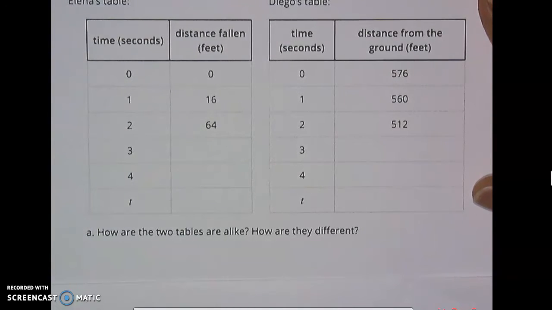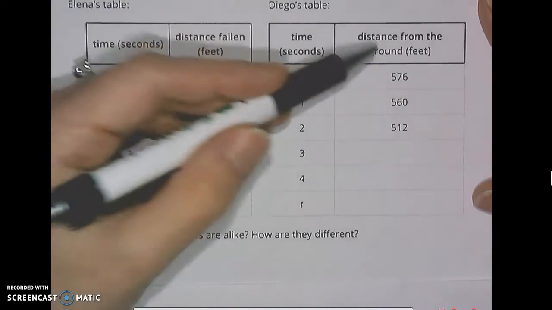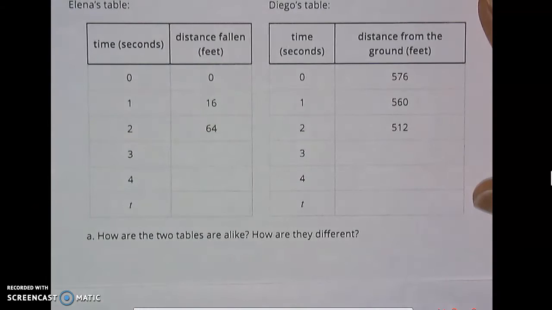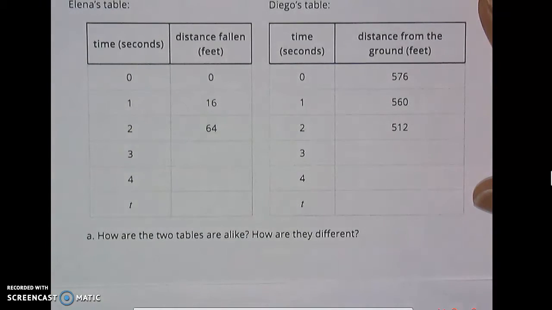What's the same about them? Well, I notice seconds, time in seconds for both of them. That's how they're alike. Here their distance is in feet. That's alike. We have 0, 1, 2, 3, 4, and t seconds for both of them. That's another way that they're alike. And we have some sort of falling object. So those are some things of how they're alike. There could be other similarities that you see.